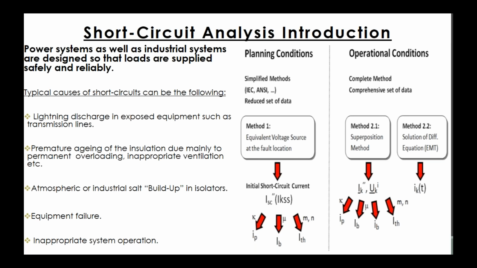Introduction. Power systems as well as industrial systems are designed so that the loads are supplied safely and reliably. One of the major aspects taken into account in the design and operation of an electrical system is the proper handling of short circuits. These are the typical applications of exact methods such as the superposition method, which is based on a specific network operating point.